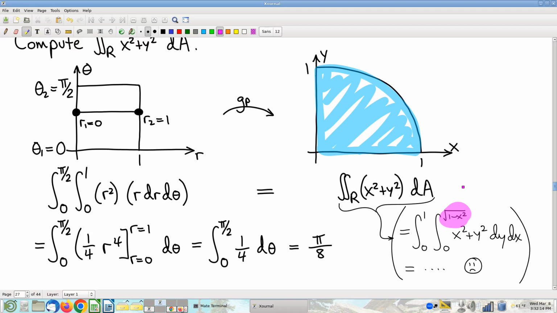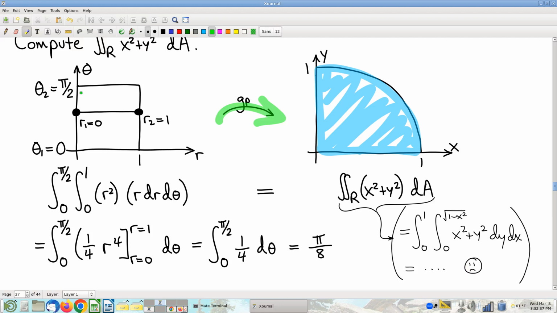It's got a polynomial times the square root of 1 minus x squared. So it's going to be a combination of trig substitutions and clever integration by parts and fractions and other annoying things that nobody really wants to deal with. So I'm going to say this is not the way we want to do that problem. So let's try the change of variables. Again, we're going to use polar coordinates as our change of variables function.